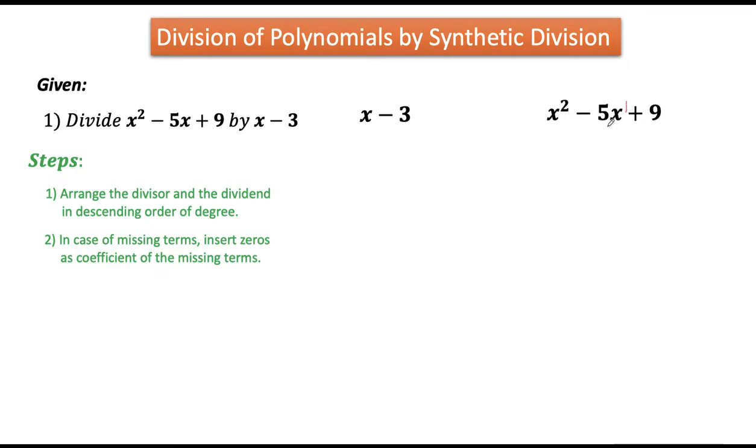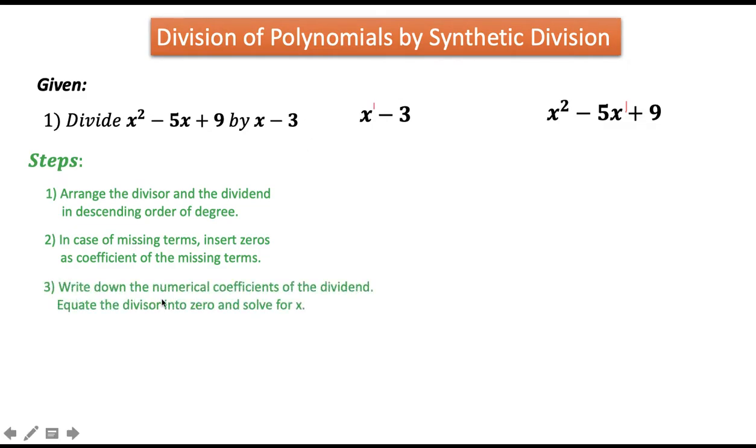So x squared, x raised to 1, x raised to 0. The same with the divisor, x raised to 1, x raised to 0. So we have no problem with step number 1. Just in case there are missing terms, we're going to insert zeros as coefficient of the missing terms. But since our degrees are written consecutively, 2, 1, 0, 1, 0, it means there's no missing terms. So we can now proceed to synthetic division.